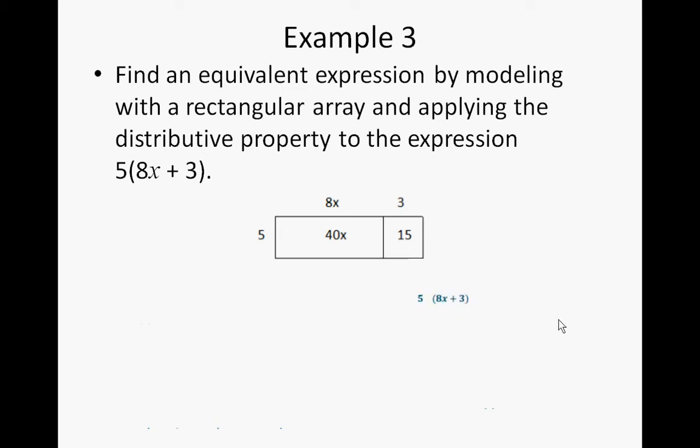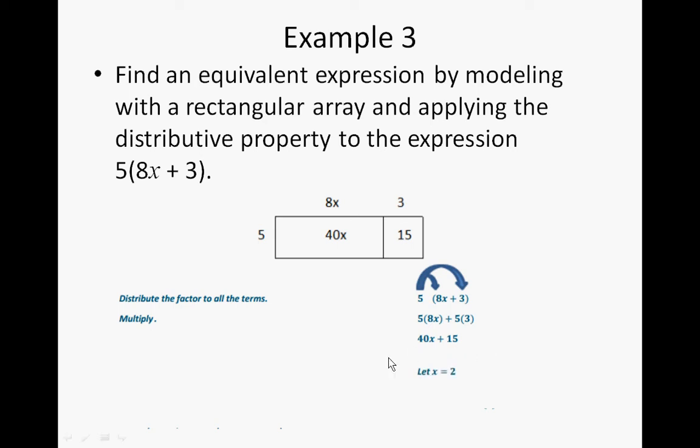So 5 times the quantity of 8x plus 3. That is, distribute the factor to all the terms, 5 times 8 and 5 times 3. So when we do that, showing our next step is to multiply. So 5 times 8 is 40, and 5 times 3 is 15.